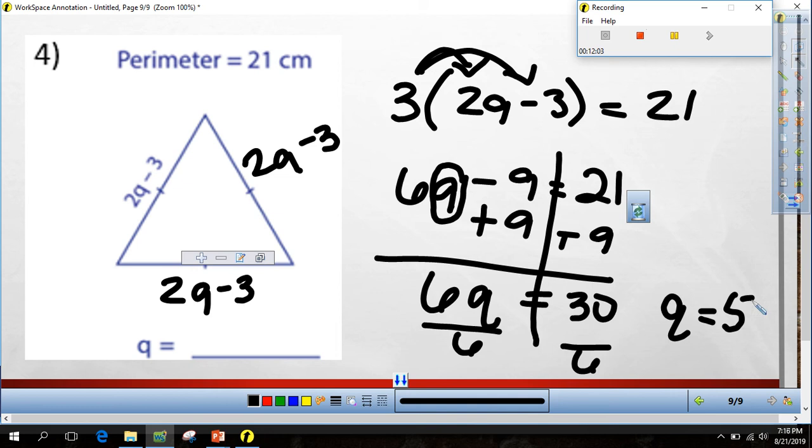Make sure that you pay attention to what the question is asking for. This question is asking for what q is, so 5 is my final answer. Sometimes it may want to know what the side length is, and then you would have to go in and plug a 5 in here and say 2 times 5 is 10, 10 minus 3 is 7, if it asks you what one side length is. You can also double check by saying 7 plus 7 plus 7 is 21, making sure your perimeter added up.